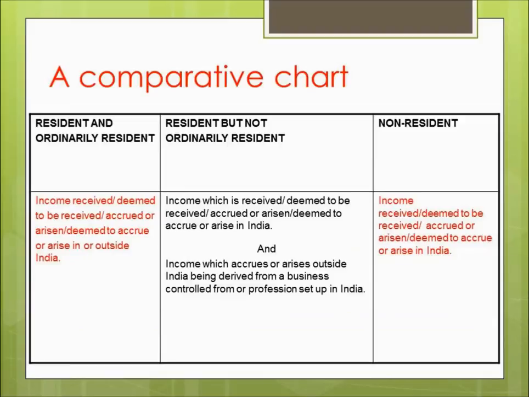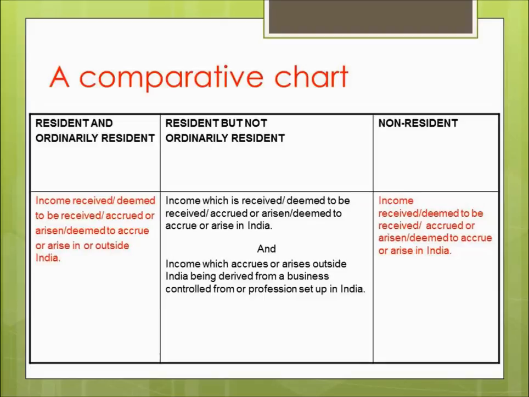This comparative chart will help you in understanding the scope of total income of all these 3 types of assessees in a better way, and it will help you in retaining what is includable and what is not includable in the total income of these 3 types of assessees. Number 1, resident and ordinarily resident.